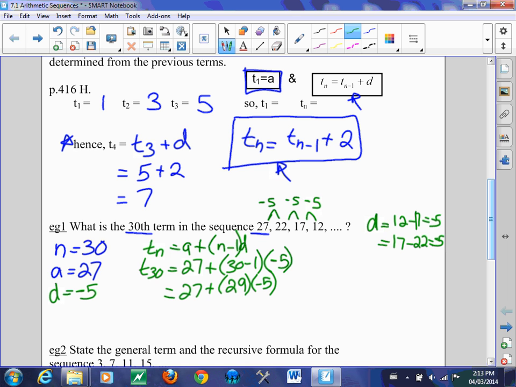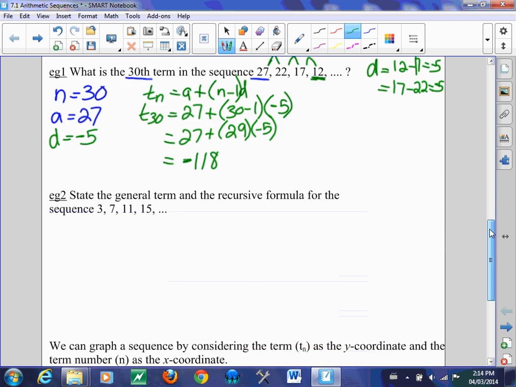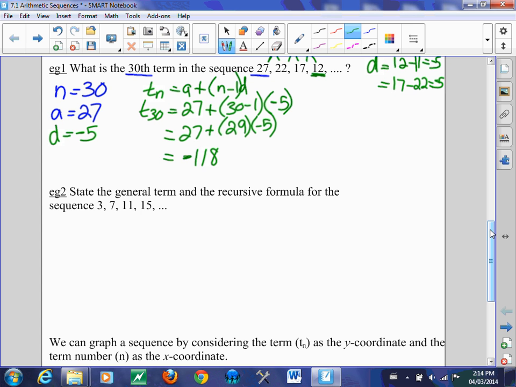Okay, you can plug that all in your calculator, ladies and gentlemen, and you're going to get negative 118. Now, I want you to pause and make sure this makes sense. When we get to 30 terms, should it be negative? Because we're already at 12 and we know we're getting 5 less each time. Yes, it does make sense to have a negative number. So check your answers for reasonability there to make sure that it's reasonable. Okay, example 2.